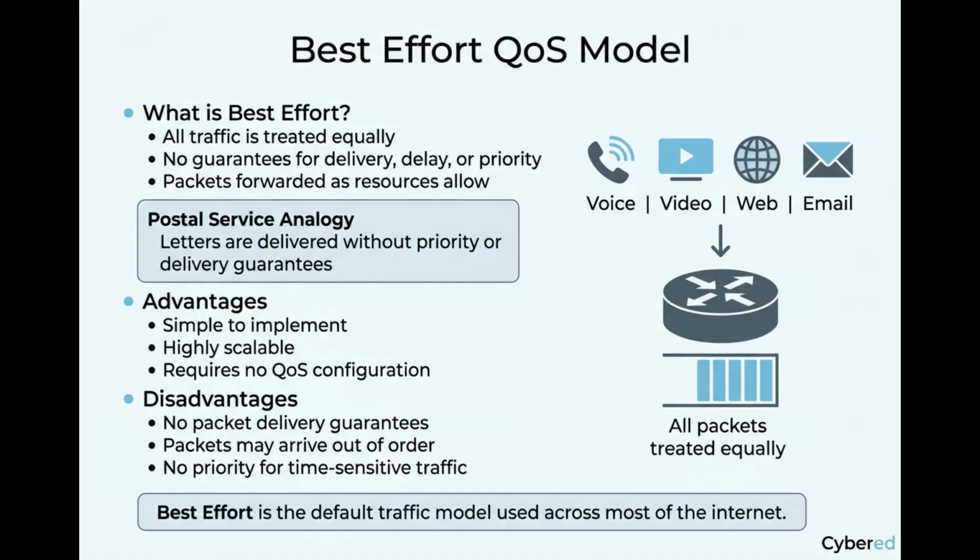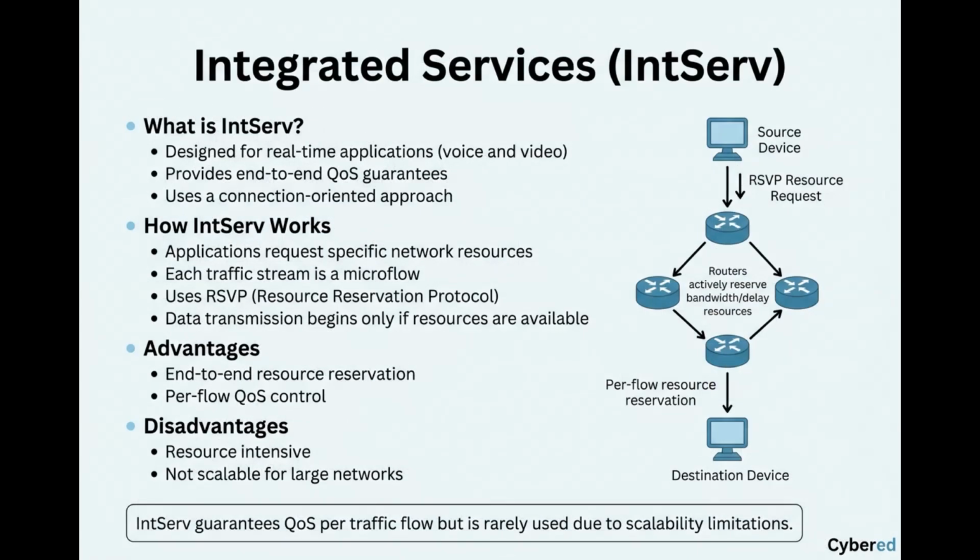The advantages: very simple to implement, highly scalable, and requires no QoS configuration. The disadvantages: no guarantee of packet delivery, packets may arrive out of order, and no prioritization for time-sensitive or critical traffic. Best effort is still the most common traffic model on the internet, where all packets are handled equally. Integrated services.